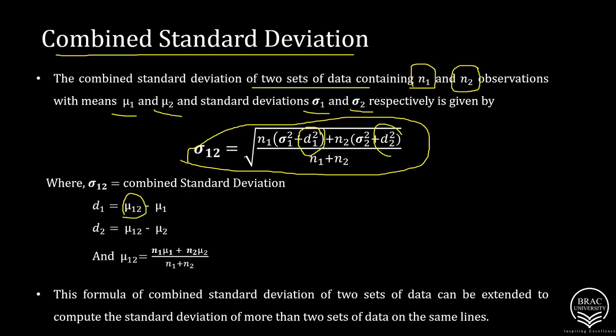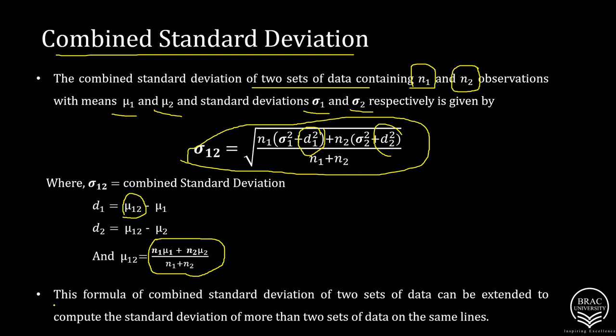So what is mu 1 2? Mu 1 2 is again the combined mean, that is n1 mu 1 plus n2 mu 2 divided by n1 plus n2. It is also the weighted average you have known in the measure of central tendency. So you just find the difference and find the value of sigma 1 2 using this formula.